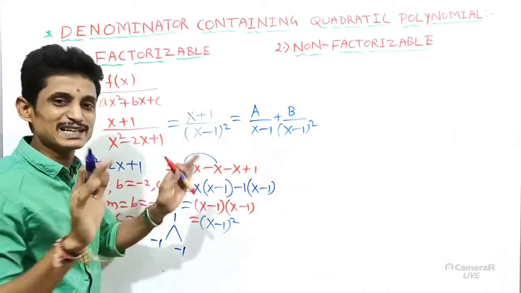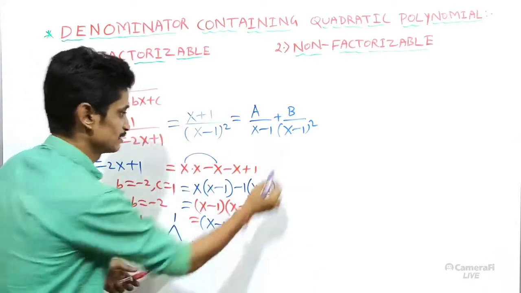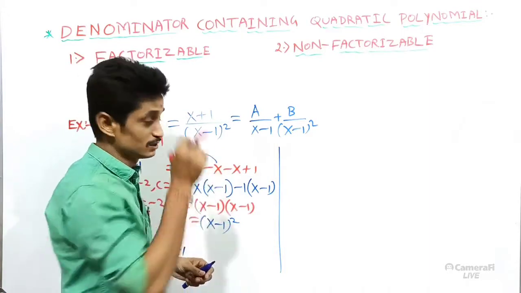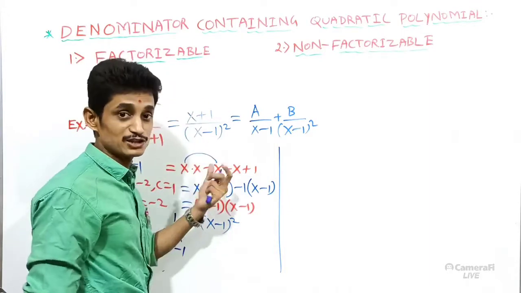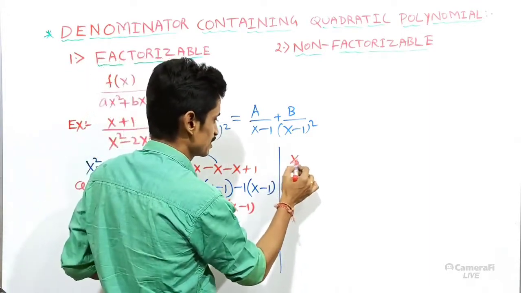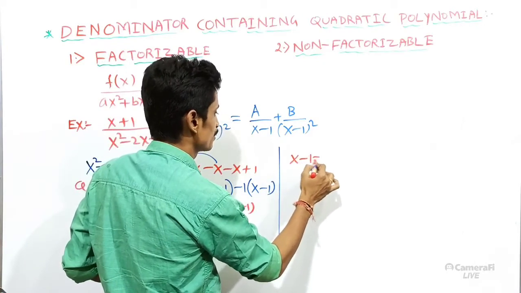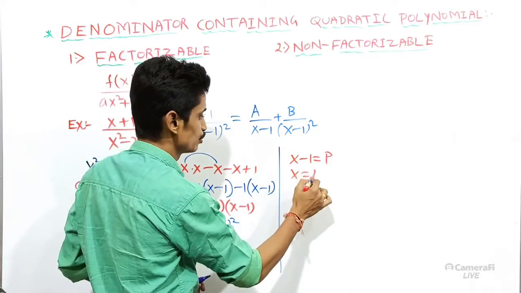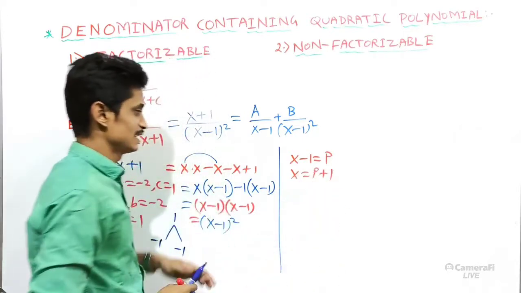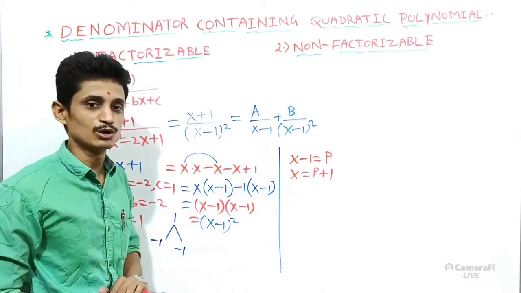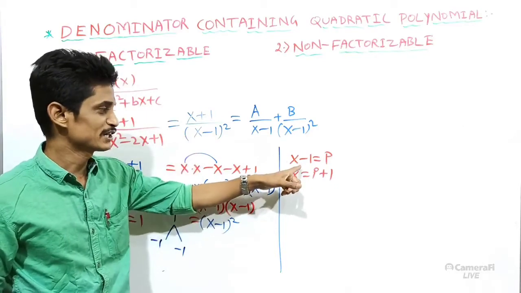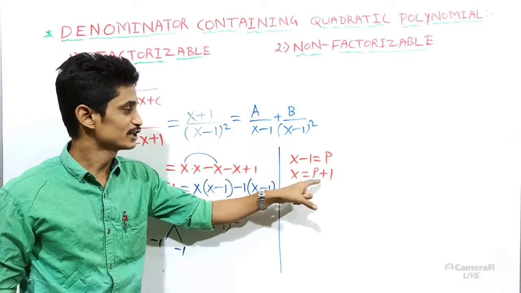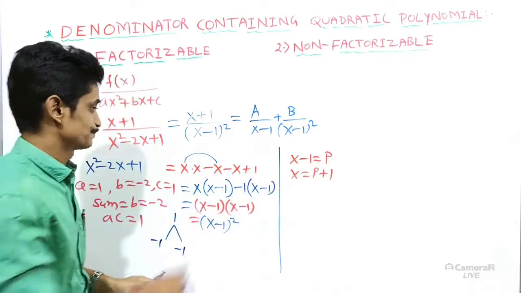But separation is very simple in such factors, because we know the method when we have repeated linear factors in the denominator: the replacement method. x minus 1 is equal to some variable p, then x is equal to p plus 1. In the last class we solved 2-3 examples regarding this, that's why I am moving directly by replacing x minus 1 equal to p, x equal to p plus 1.